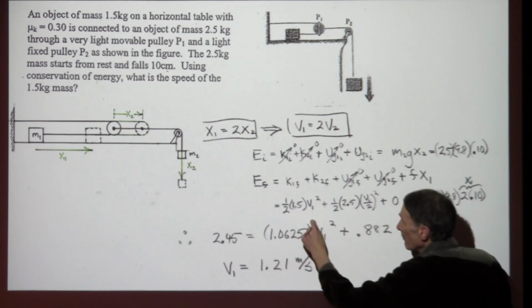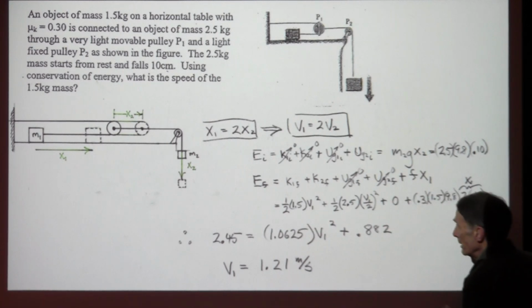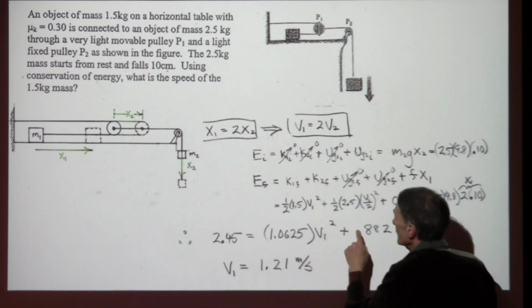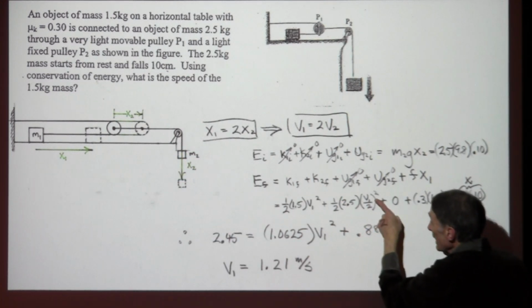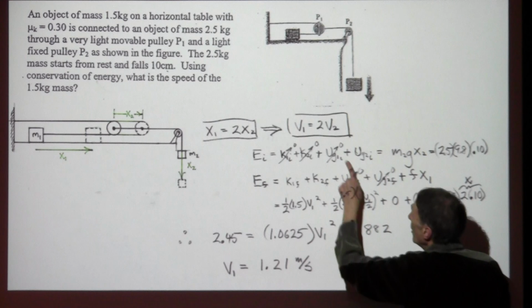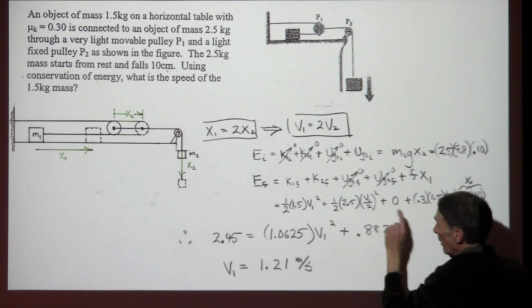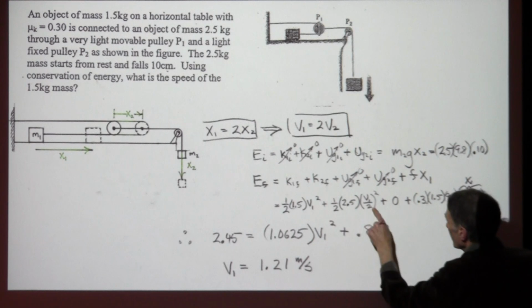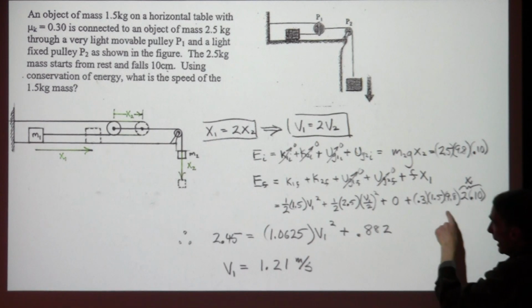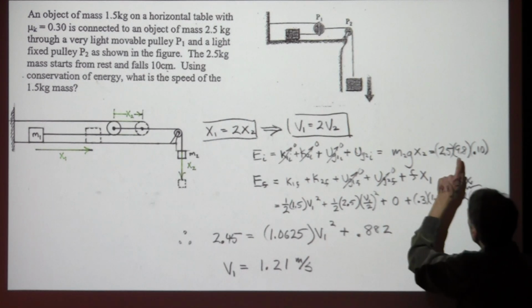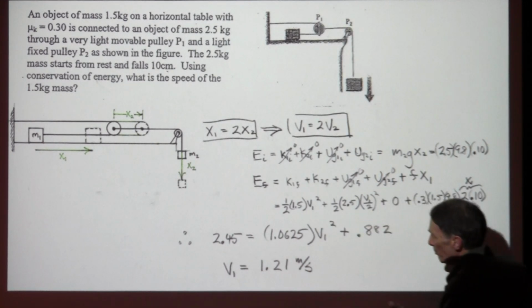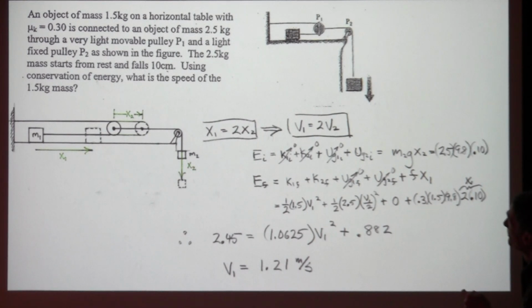So the kinetic energy of that block here is just 1/2 mv squared, plus the kinetic energy of this block as it falls, 1/2 times 2.5 times V2 squared. But I can replace V2 with 1/2 V1, since V1 is what I'm going to be looking for. Put that in. Zero potential energy. I've got this potential energy that it falls. I've got everything here. When I set initial equal to final, I can solve for V1 and I get 1.21 meters per second.